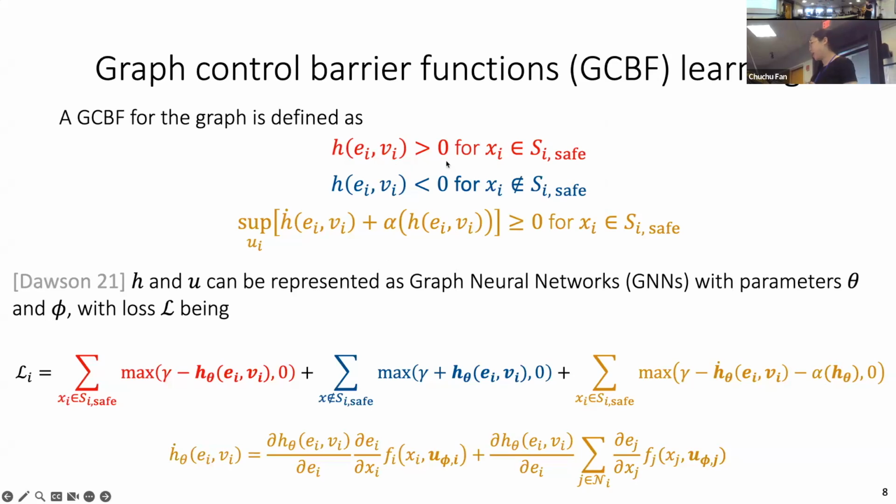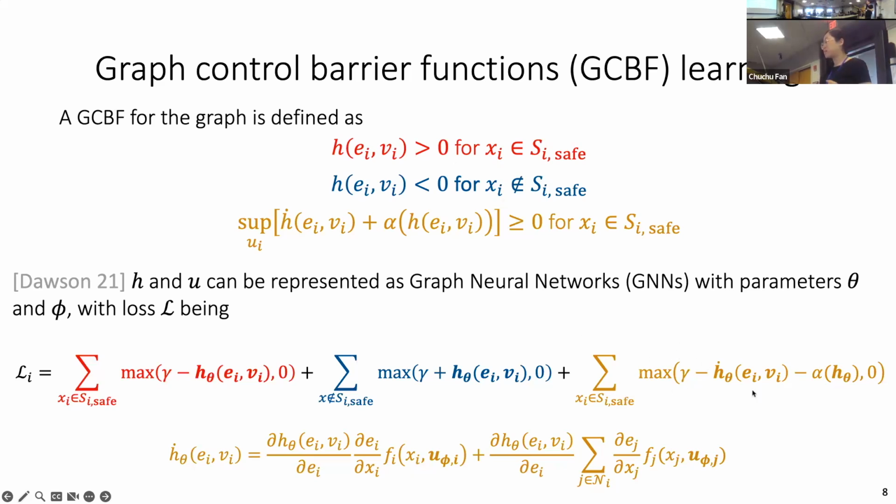So let's just look at the first one. The first one is that I want h to be positive for the agent's current state that is safe. Then if you ignore the gamma here, thinking about gamma just being 0, the first loss term here is just saying I want to penalize the case when h is negative, right? When h is negative, then there will be a positive loss. Otherwise, it will be 0. And the other conditions are basically encoded in the same way. And you may wonder, how would I find the controller?